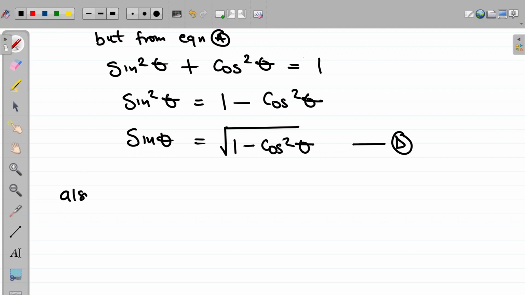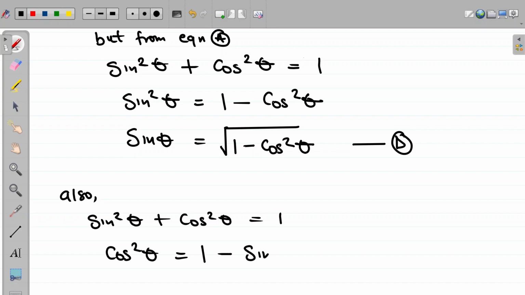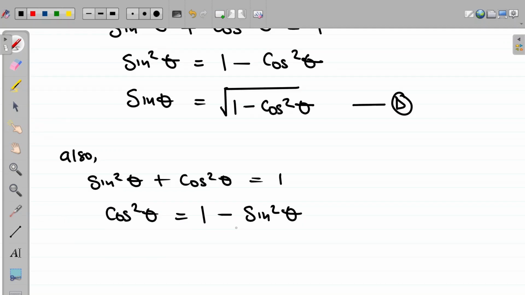Also, sine squared theta plus cos squared theta is equal to 1. Cos squared theta is equal to 1 minus sine squared theta. To obtain cos theta, we take the square root of both sides. The equation becomes cos theta equal to root of 1 minus sine squared theta. Call here equation E.